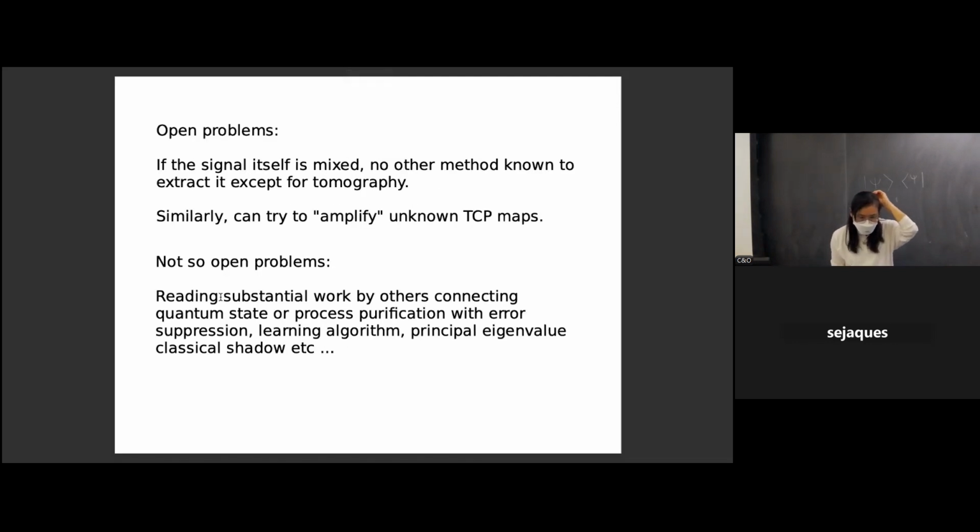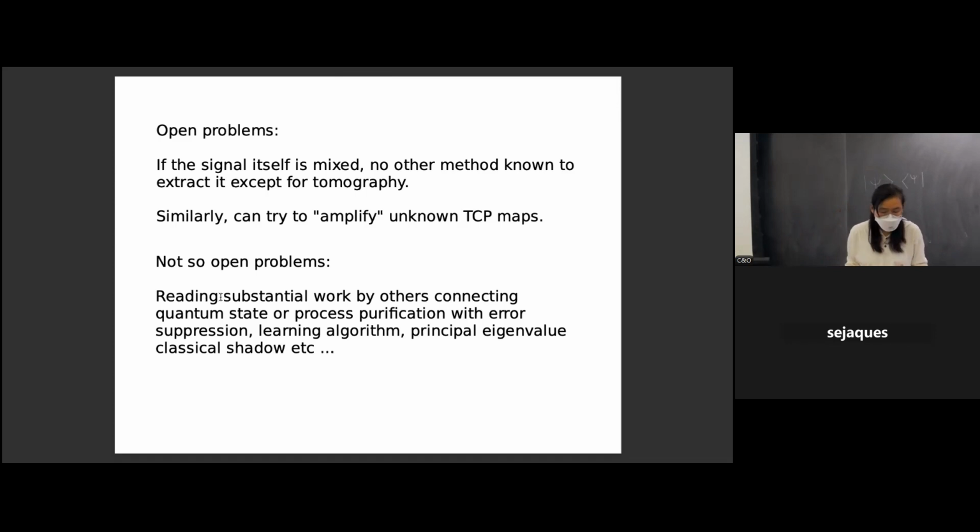Open problems. If I have a mixed signal state, all the purification protocols that I told you about will not amplify that mixed signal. It will amplify the biggest eigenvalue. That's always the opposite. So in that case, the only method I know is to modify. We can also try to amplify or try to purify operations.